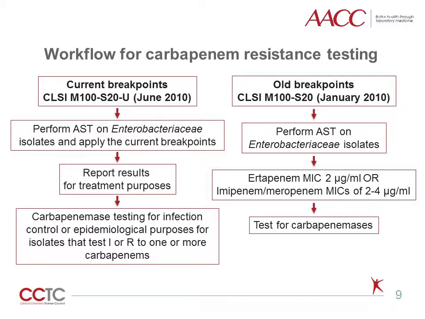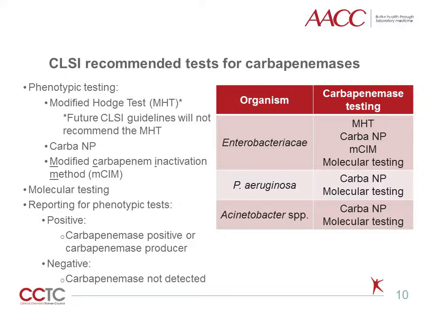When using the current breakpoints, perform antibiotic susceptibility testing on isolates of Enterobacteriaceae and interpret the results based on the current breakpoints. Report the results for treatment purposes and perform carbapenemase testing only for infection control or epidemiological purposes. Perform carbapenemase testing on isolates that test intermediate or resistant to one or more carbapenems. When using the old MIC breakpoints, perform carbapenemase testing on isolates of Enterobacteriaceae with an ertapenem MIC of 2 micrograms per mL or imipenem or meropenem MICs of 2 to 4 micrograms per mL. CLSI recommends using the Carba NP, the Modified Carbapenem Inactivation Method, or mCIM, or molecular testing for detecting carbapenemases.